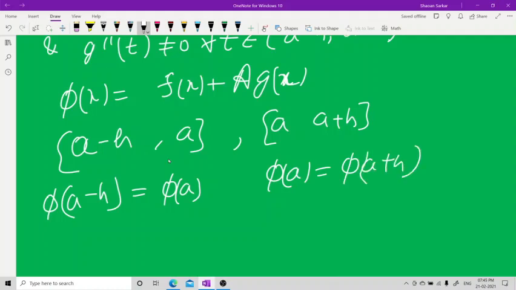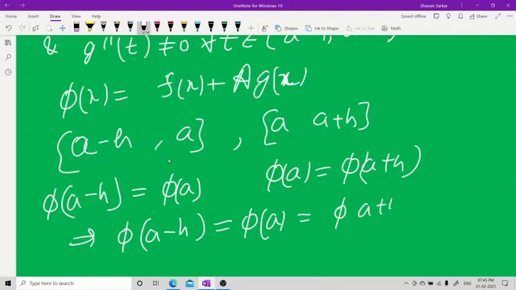That means this gives you phi(a minus h), because I have to apply Rolle's. Because there is a double derivative, I have to apply Rolle's 2 times. Now see, phi(a minus h) is equal to phi(a) is equal to phi(a plus h). No problem. Now break this.